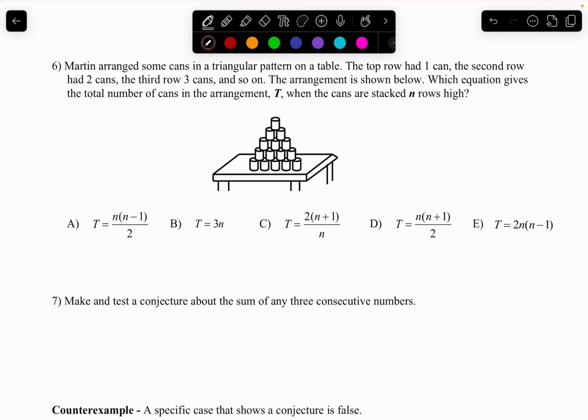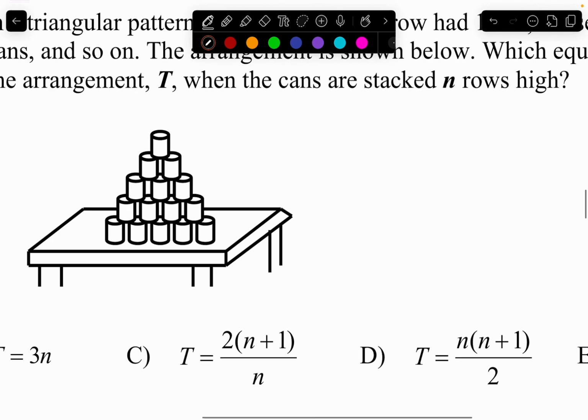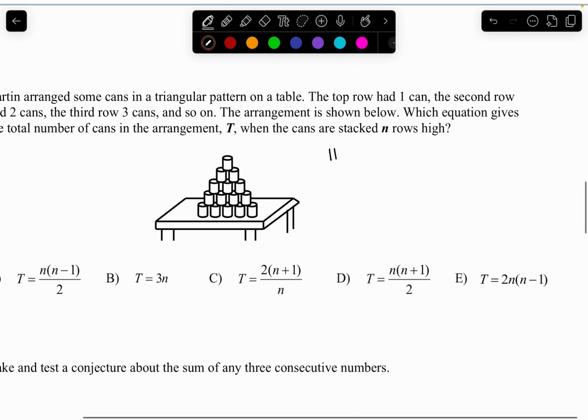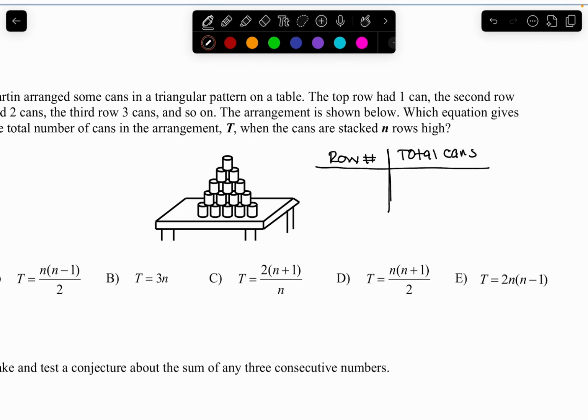So we have to be careful with the way this problem is worded, because it's not just asking us how many cans are in this row, because that's easy, we can see it. The difference is when you have 4 rows, 1, 2, 3, 4, how many total cans do you have? So what I want to do is make a table, and we're going to do row number and then total cans. Okay, and we're going to make this table to kind of help us out.